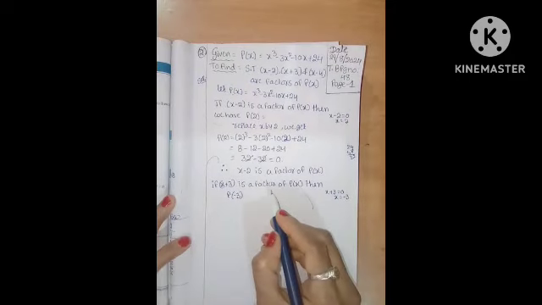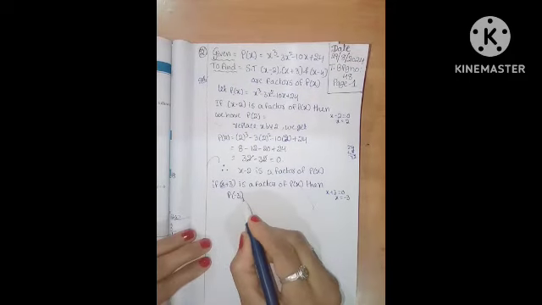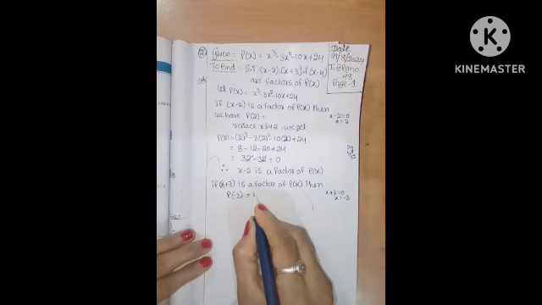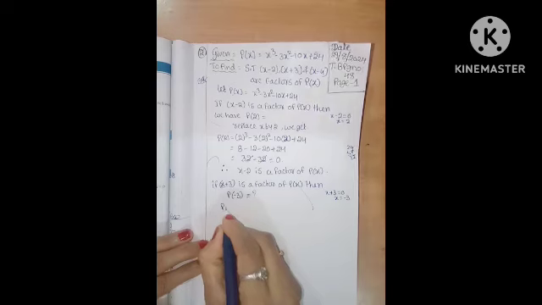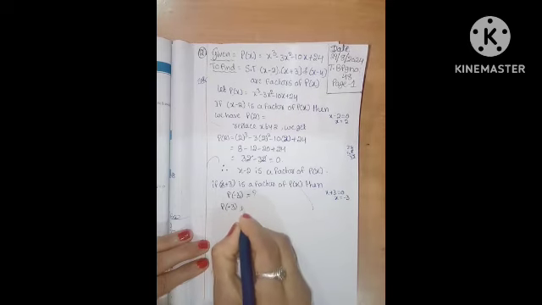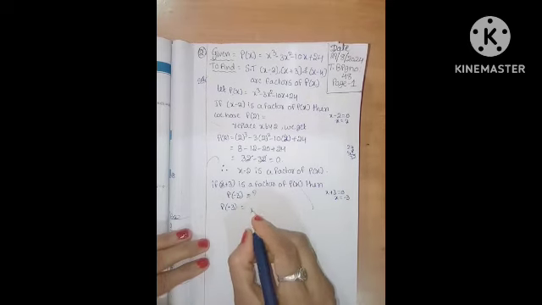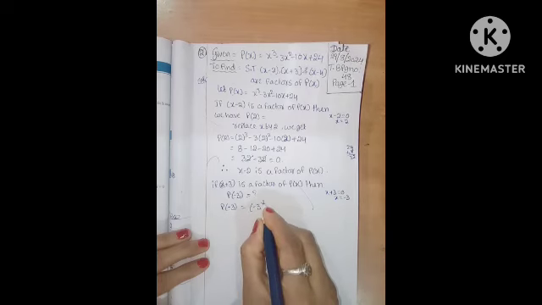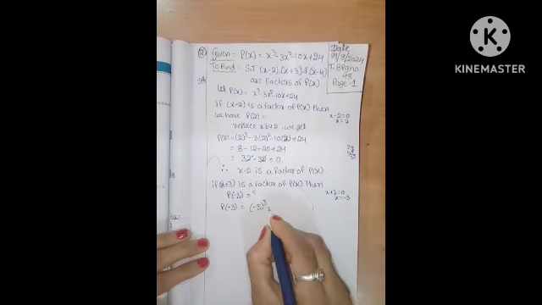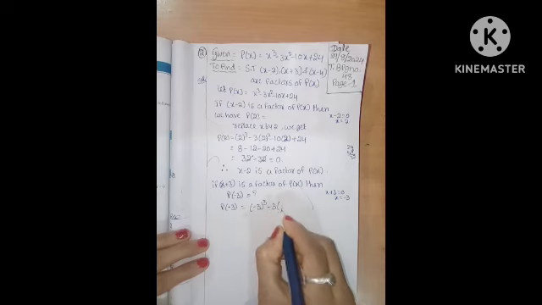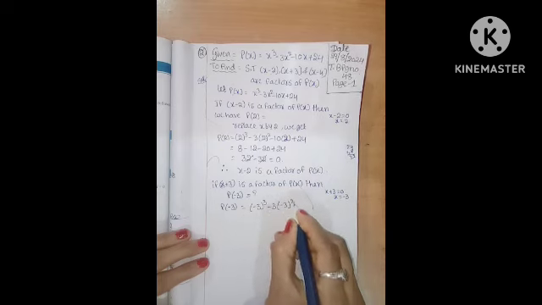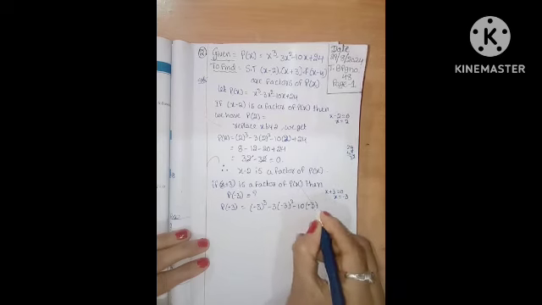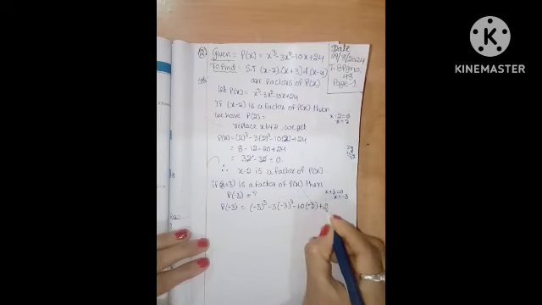If x plus 3 is a factor of p of x, then p of minus 3 is equal to what value? In place of x, you write minus 3. So x cube becomes minus 3 whole cube, minus 3 into x square becomes minus 3 whole square, minus 10 into x becomes minus 10 into minus 3, plus 24.